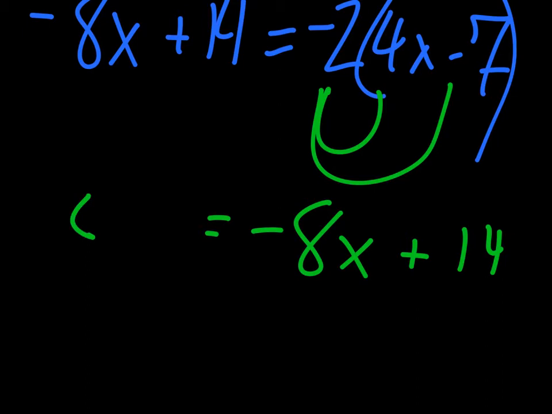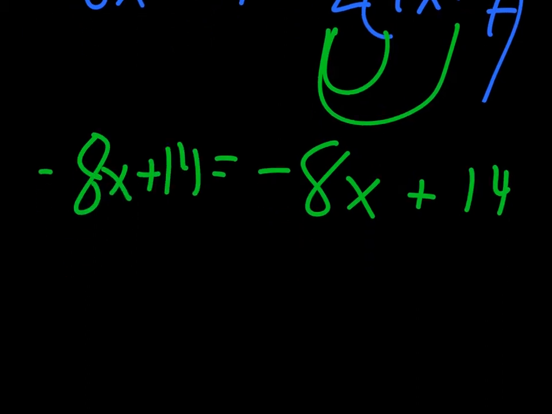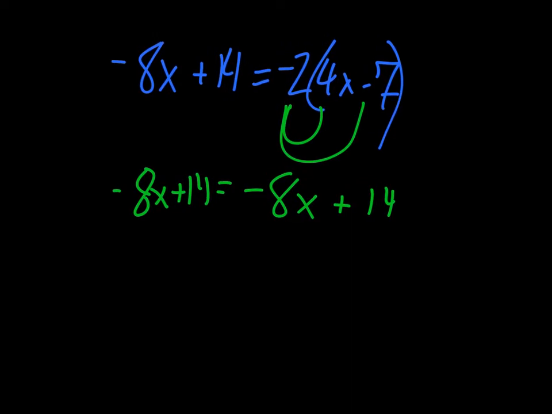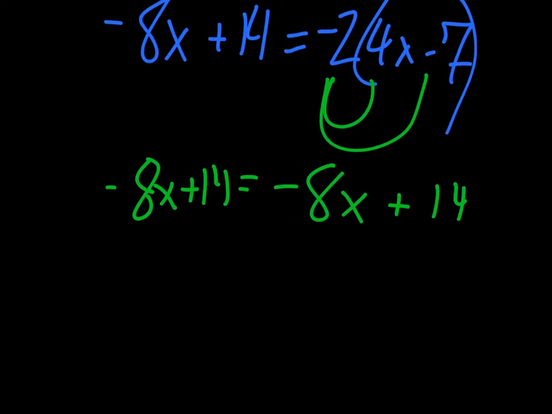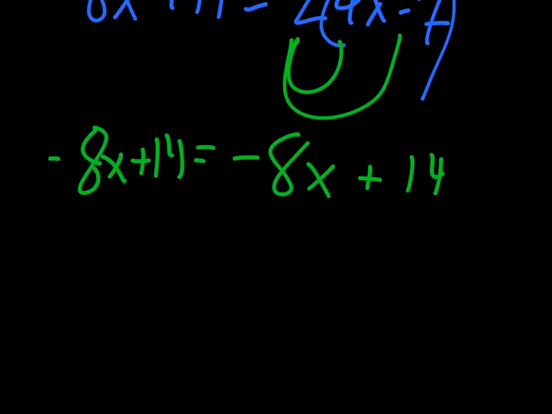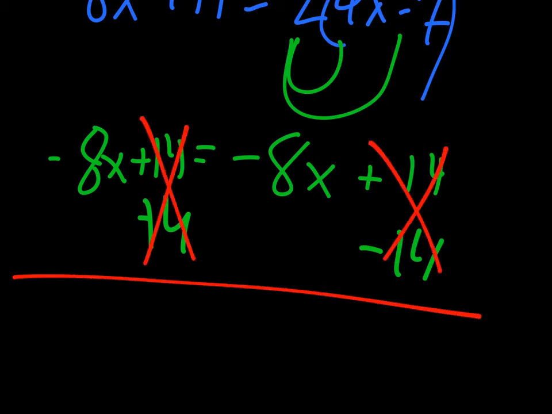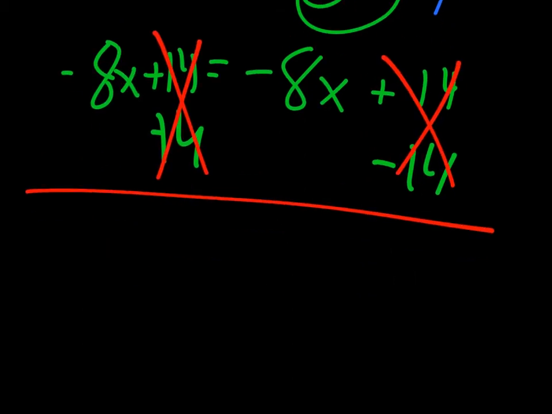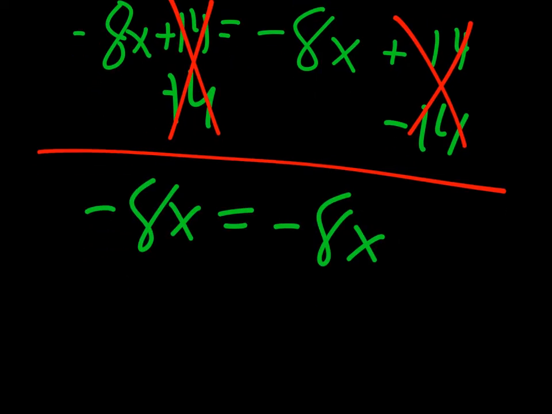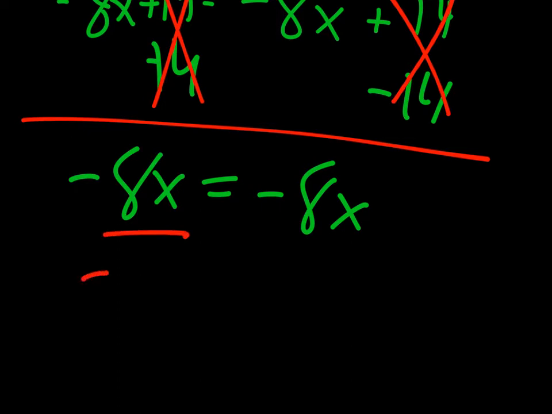Equaling negative 8x plus 14. Now, if you've already noticed, don't say anything. If you haven't noticed, I'll keep going. Let's say I subtract 14 on both sides. That means that goes away and that goes away. Guess what? I still have this. If you still haven't noticed, don't say anything. Divide by negative 8 on both sides.